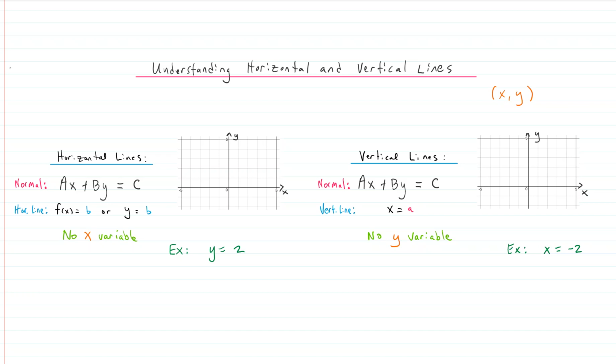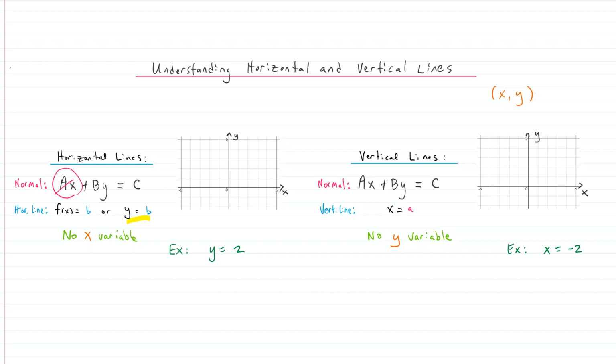So horizontal lines, to start with that first. The normal equation of a line is ax plus by equals c. That's just how you see it often. There's an x, there's a y, and there are three constants, a, b, and c. Those are just real numbers. So for horizontal lines, they don't have an x variable. So we take this term with the x and we get rid of it. We just have the y. So you often will see y equals some constant.